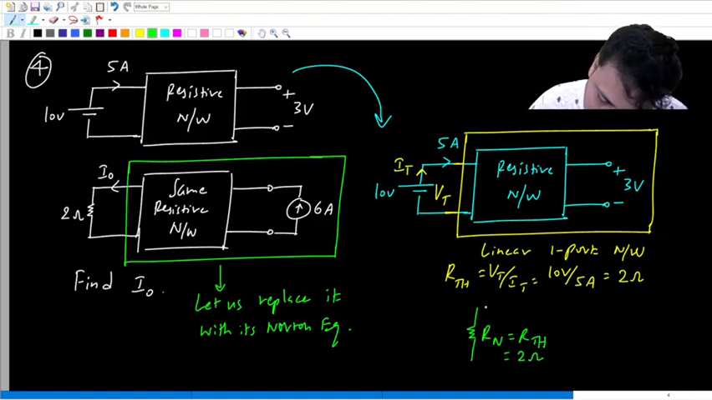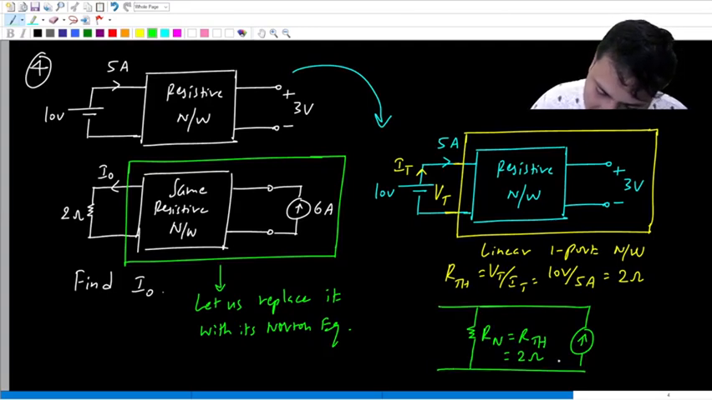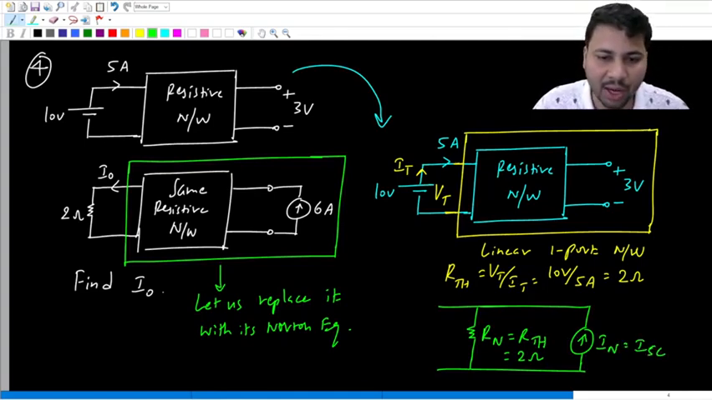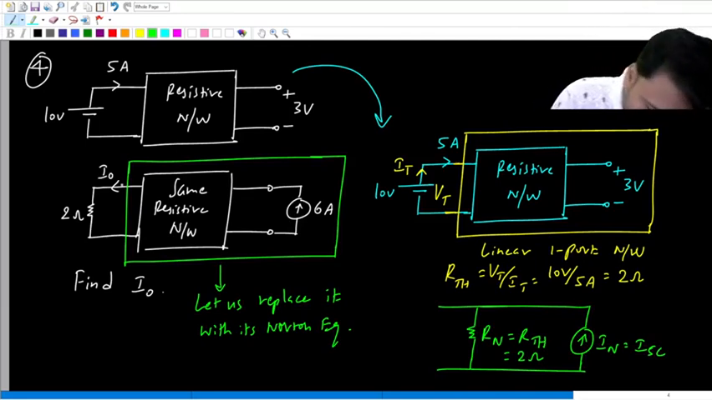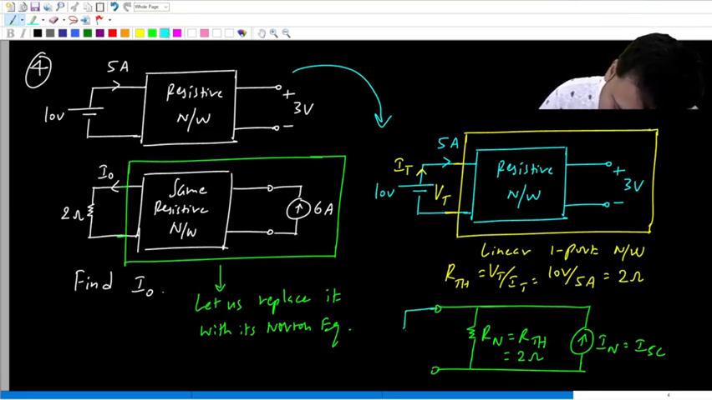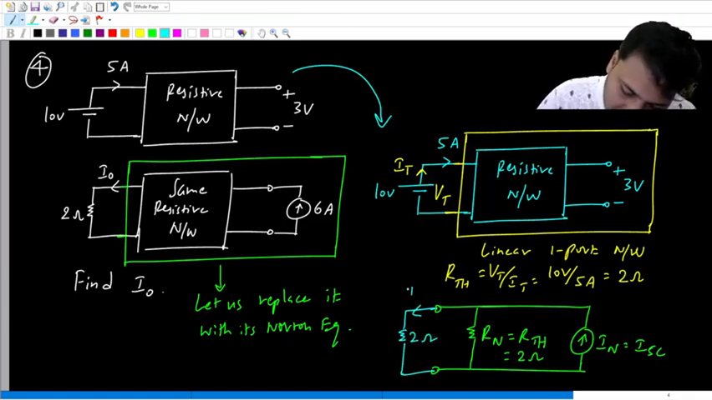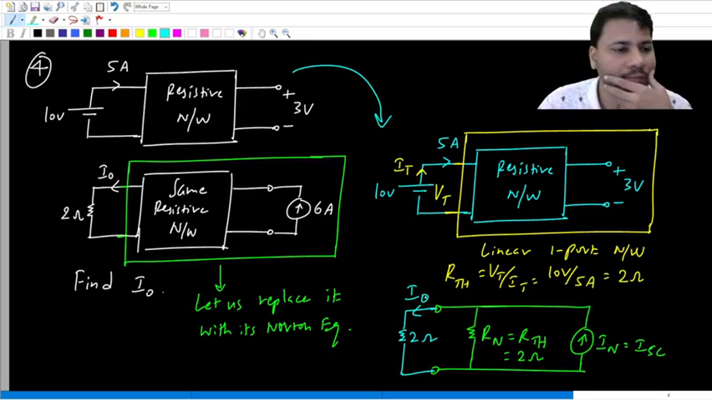Okay. Now the other thing you have to find is what? The short circuit current, that is IN, which is the same as ISC. The Norton current, which is the same as ISC. Okay. And then across this, we still connect the same 2 ohm resistor, and this current is I naught. I hope you have understood what we are trying to do.